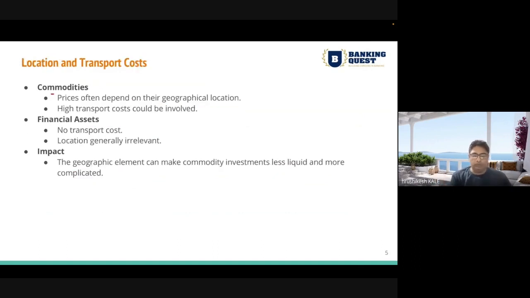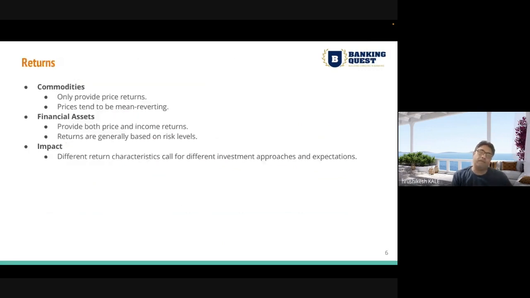Now, commodity prices often depend on their geographical location because high transportation cost can be involved. In financial assets, there is no transportation cost, location generally is irrelevant, and therefore the geographical element can also make commodity investment less liquid and more complicated. In commodities, you only have price returns. You do not have income returns. And prices are generally mean reverting. Mean reverting means it will try to come back.